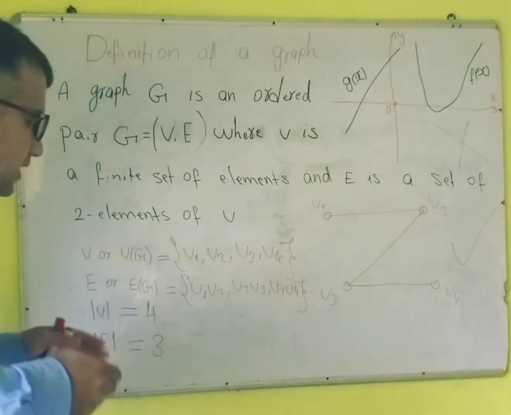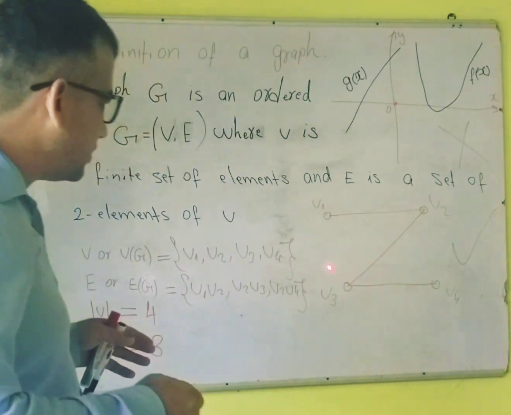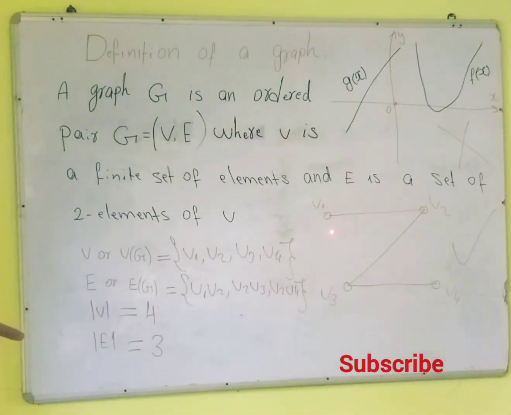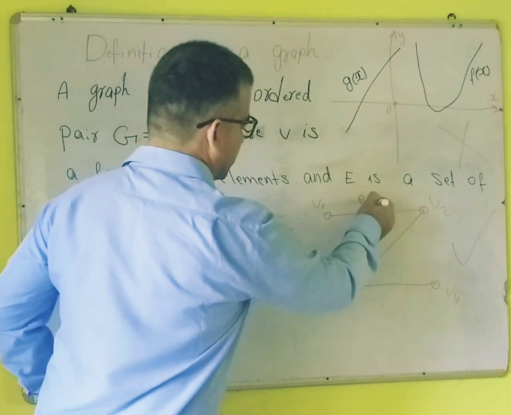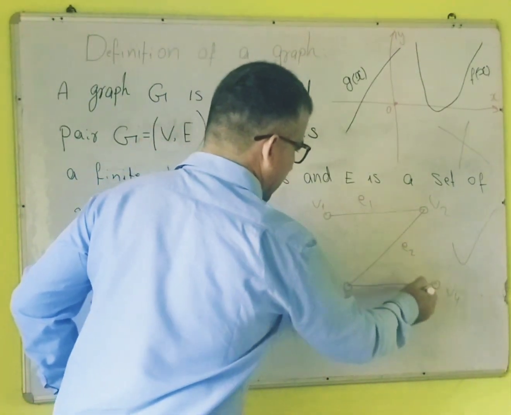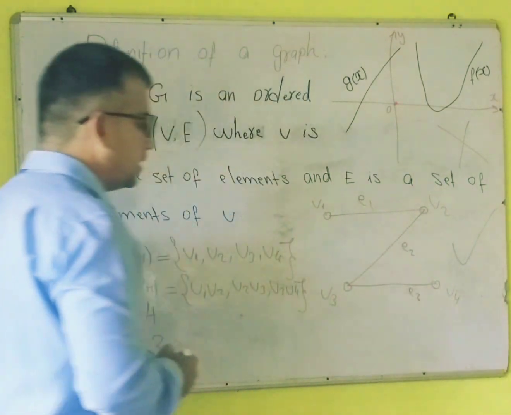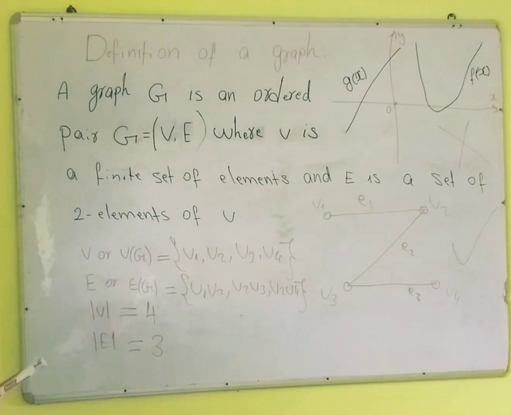Let's again consider this graph, and as we know, it has 4 vertices. It means cardinality V is equal to 4. And what about the edges? The edges we can also denote by E1, E2, and E3. And the cardinality of E is equal to 3.